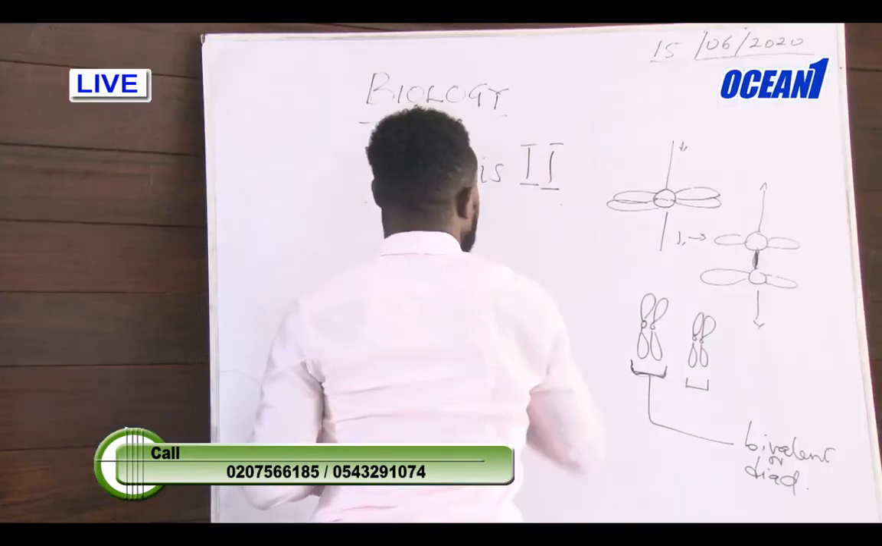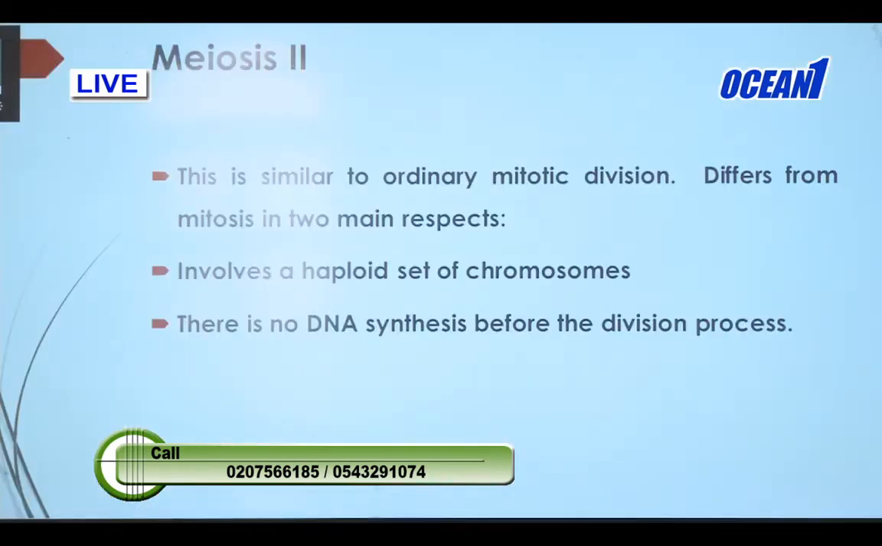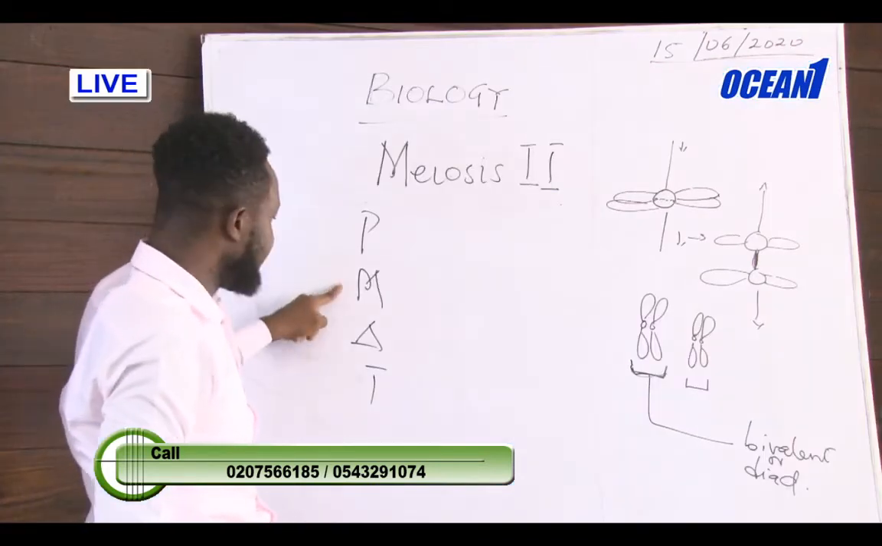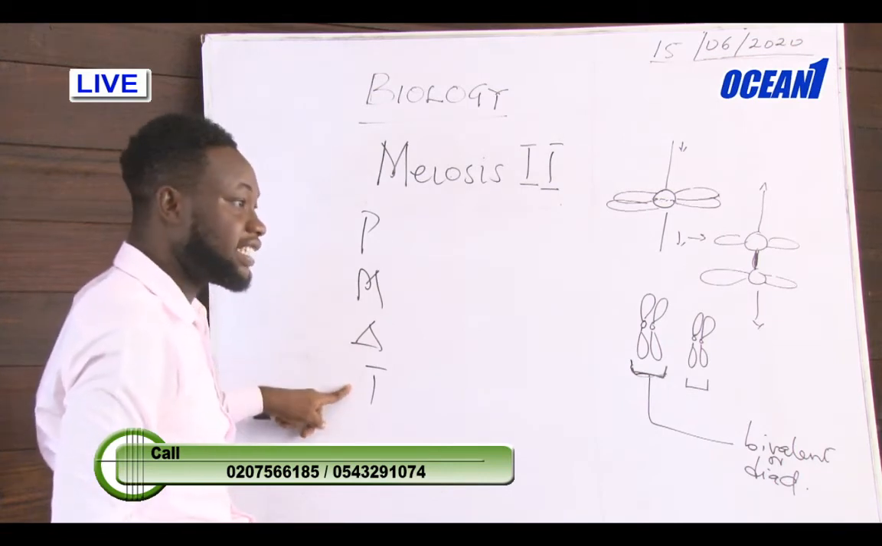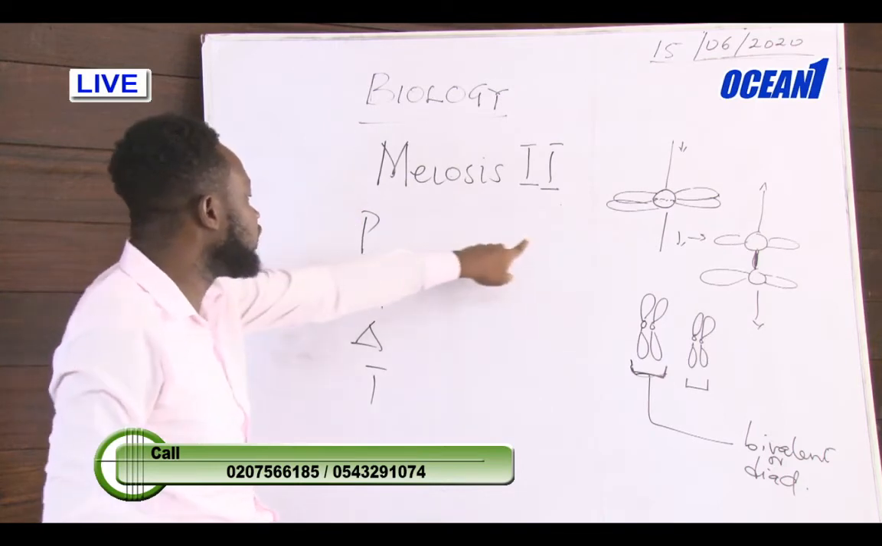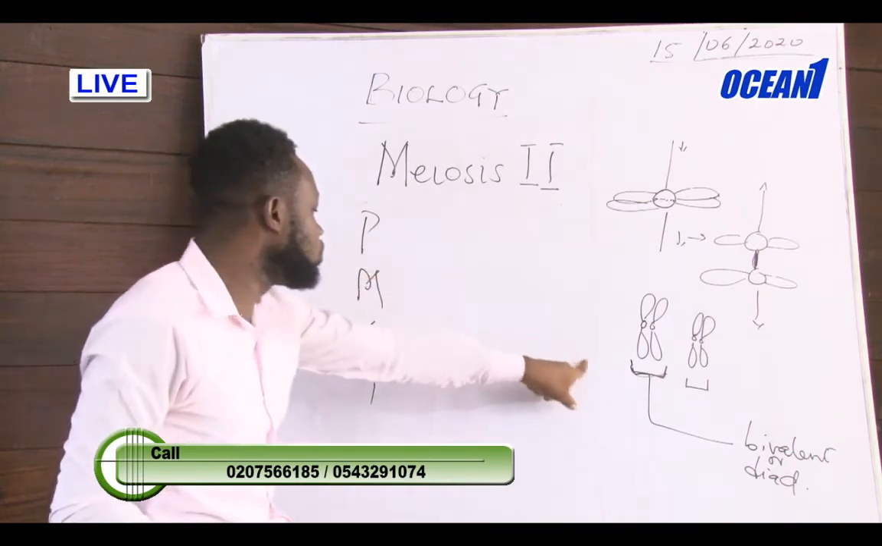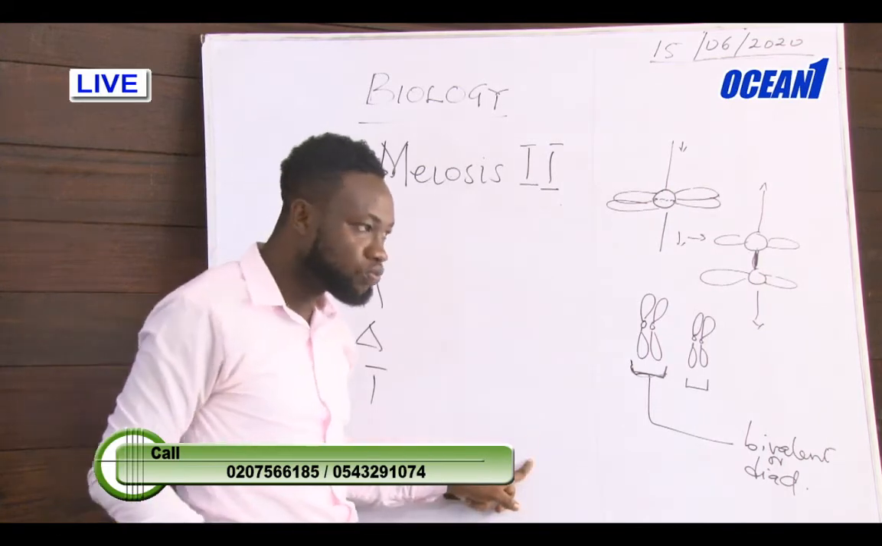So we are now moving on to meiosis 2. The question is, what is the difference between meiosis 1 and meiosis 2? Don't forget we still have our PMAT intact. That is the prophase, the metaphase, the anaphase, and the telophase. We still have them intact. So here we are going to have prophase 2, metaphase 2, anaphase 2, and telophase 2.